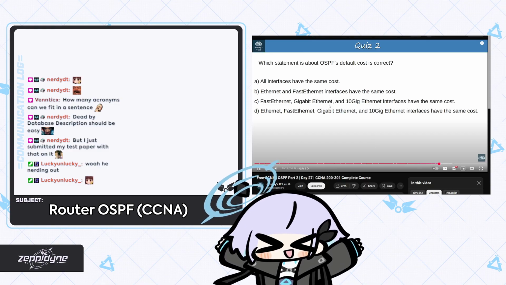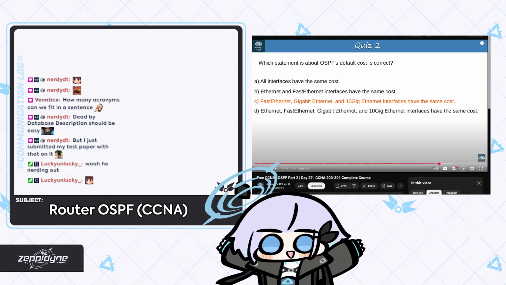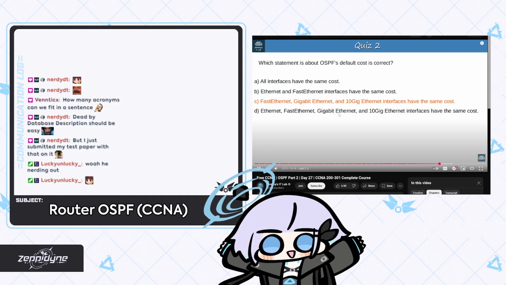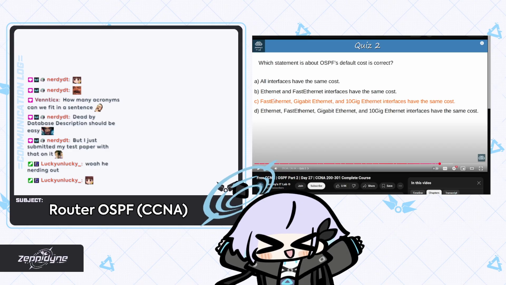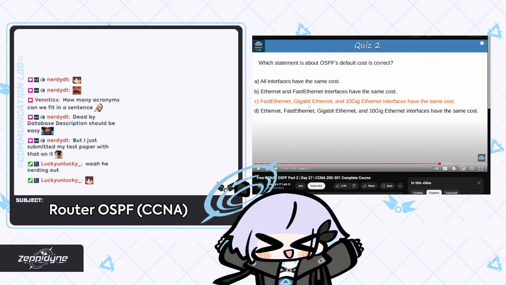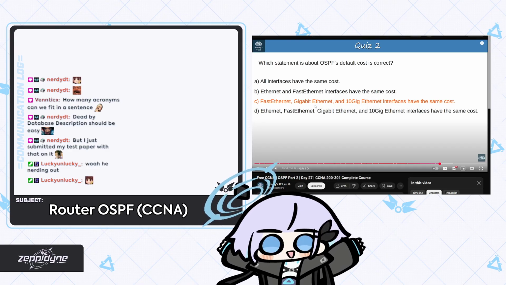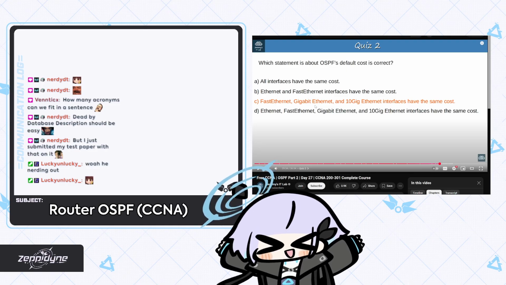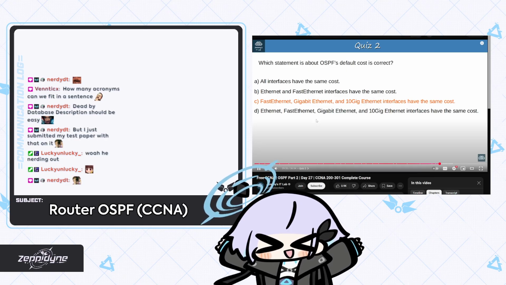Maybe it's B? The answer is C. Fast Ethernet, Gigabit Ethernet, and 10 Gig Ethernet interfaces have the same cost by default. Because Ethernet I think is 10 Mbps. Is it 10 or 100? No, it has to be 10.